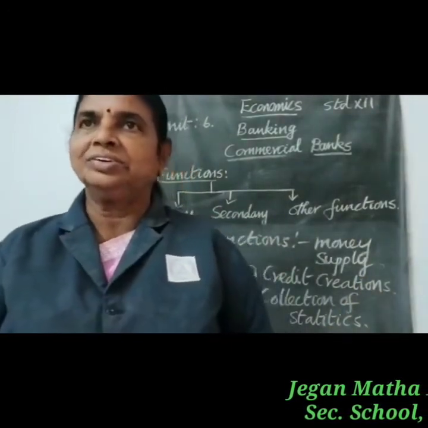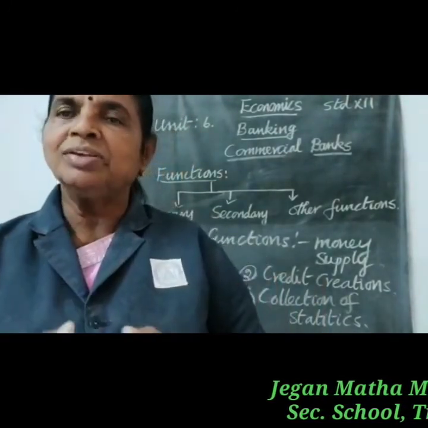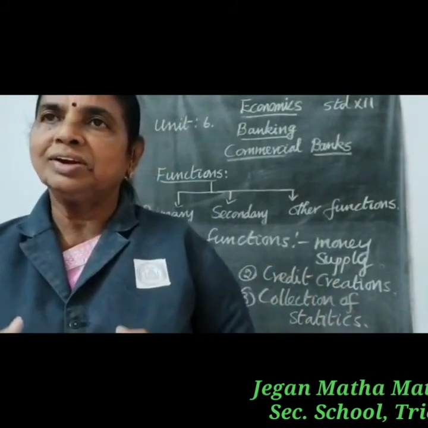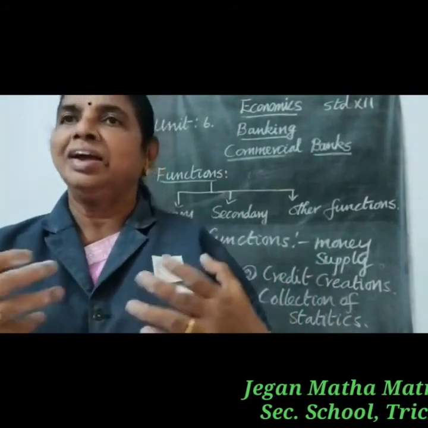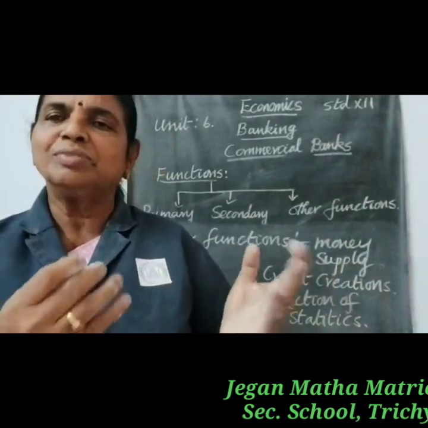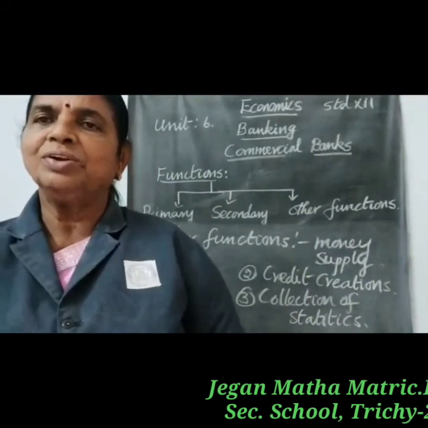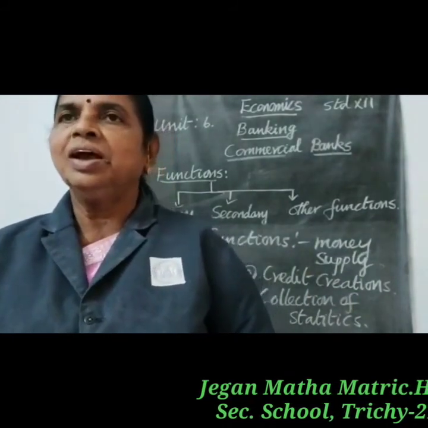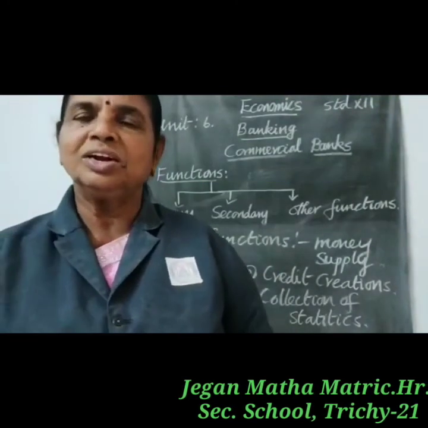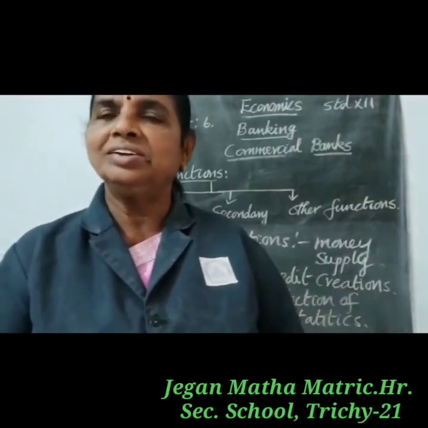So under other functions, money supply is done by the commercial bank, and credit creation, that is accepting deposits and then distributing the money as loans to business people and traders so that they can prosper their economy. This function is known as credit creation. And then collection of statistics: banks collect and publish statistics relating to trade, commerce and industry, hence they advise customers as well as public authorities on financial matters.